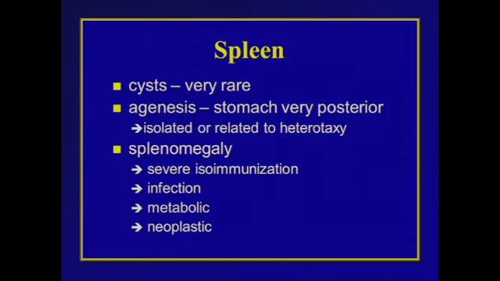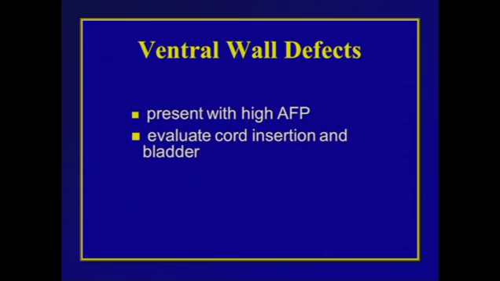The spleen can be absent. Typically that's related to the asplenia heterotaxy syndromes, and in those instances the stomach will be located very far posteriorly or possibly anteriorly in the midline because of the heterotaxy syndrome. Splenomegaly can occur in utero if there's severe isoimmunization of the fetus with hemolytic anemia. It can also be seen in infection and metabolic problems and neoplastic instances, particularly in fetal lymphoma.